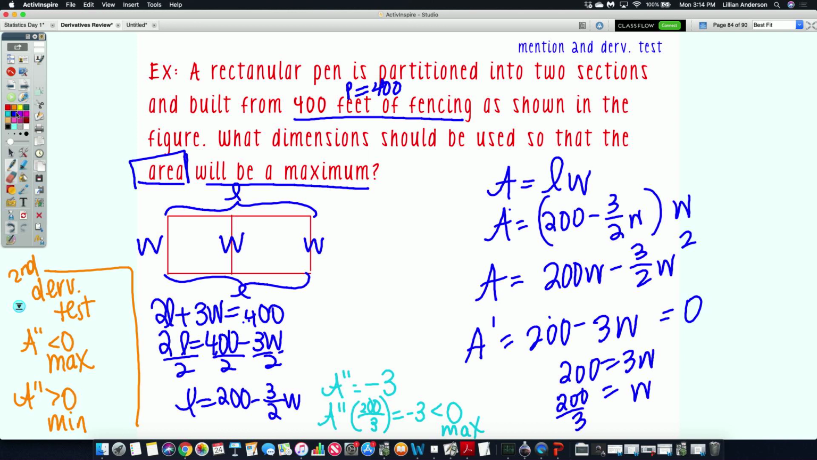So my width is 200 over 3. How do I find my length? I plug it in. So that'll be 200 minus 3/2 times W, which will be what? 200 minus 100, and L equals 100. L will be 100. And don't forget our units, so 100 feet and 200 over 3 feet.